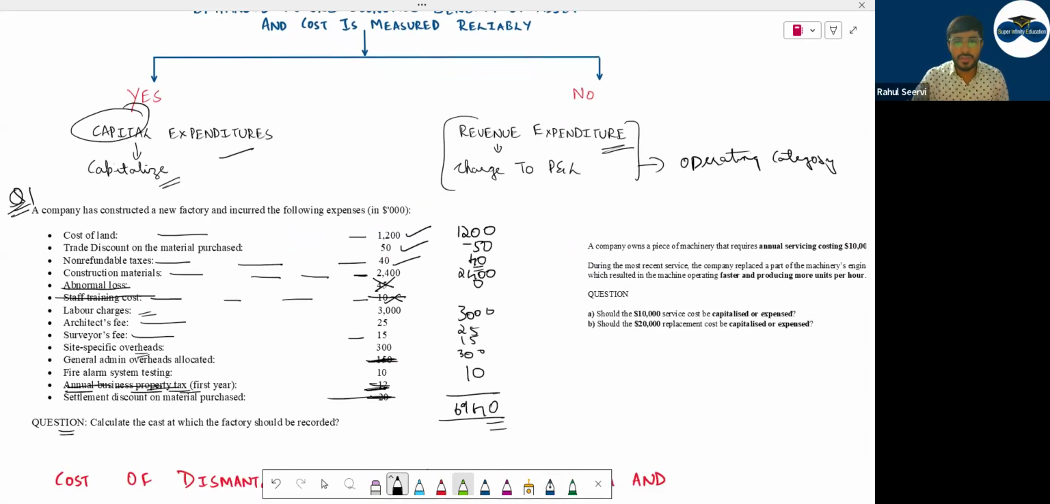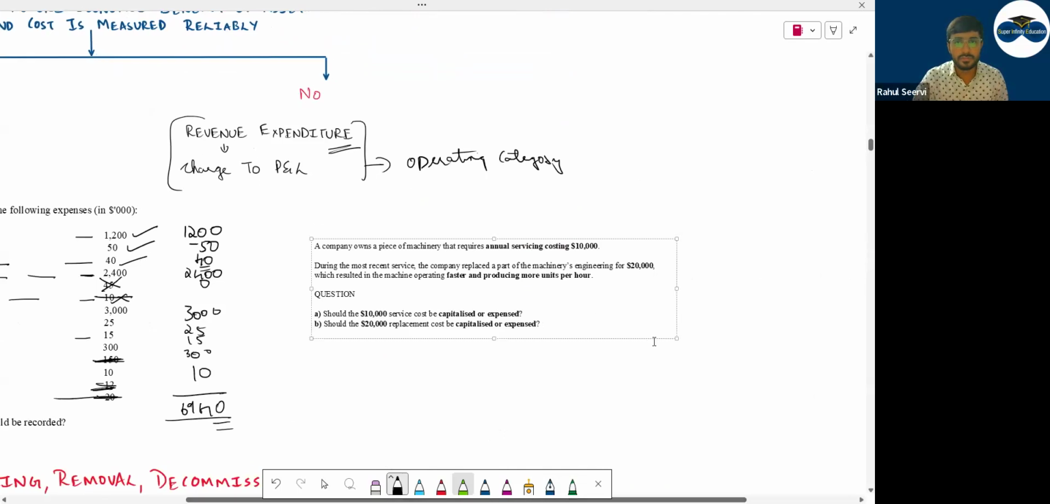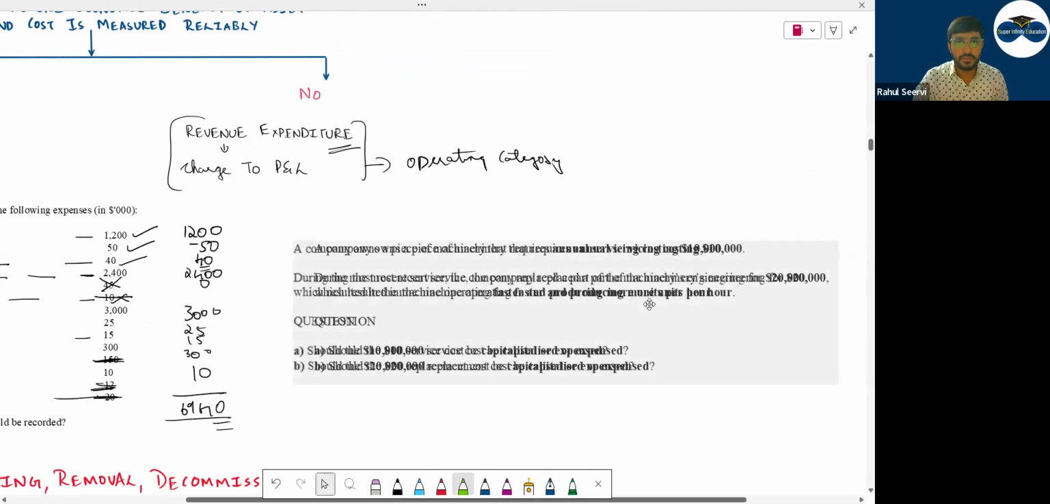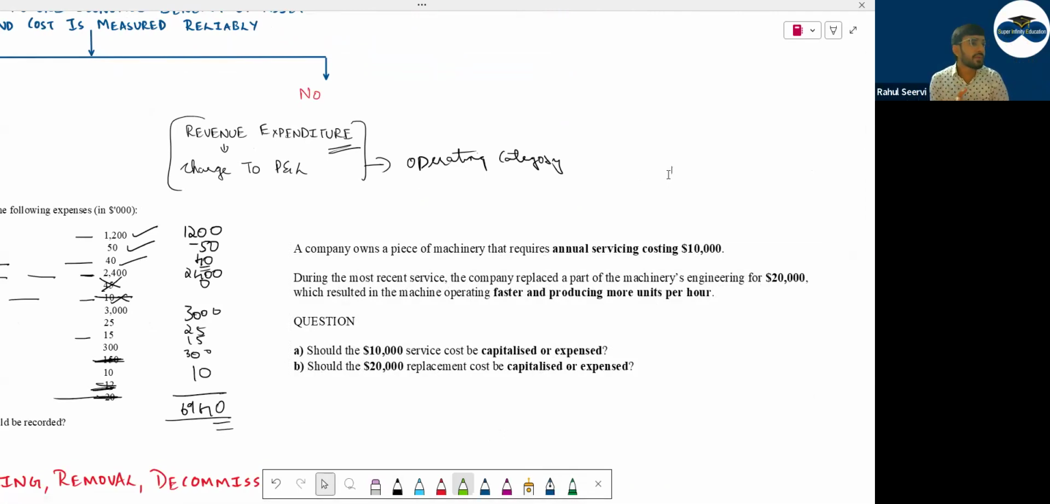Now, chalo, we'll do a basic question. Can you do a basic question? Now tell me whether the 10,000 should be capitalized or expensed. Should the 20,000 be capitalized or expensed? See, these are all small topics. As we move forward, everything will have a linkage. Do understand that?